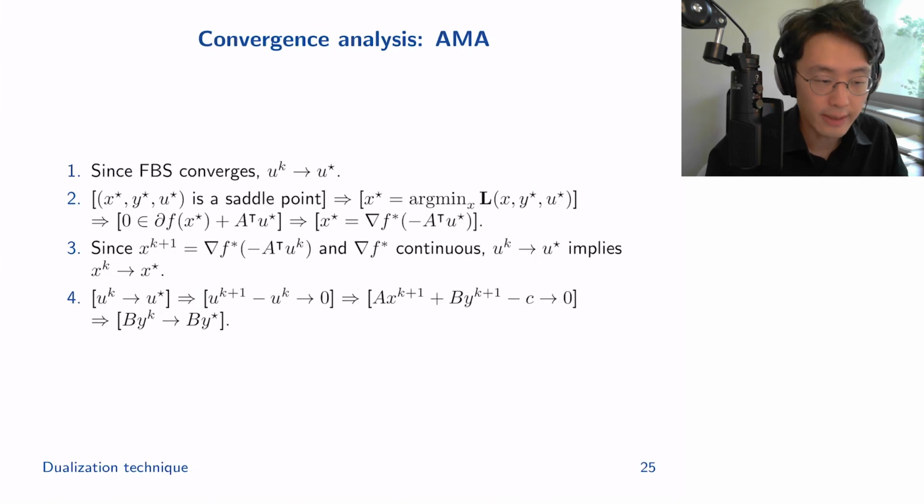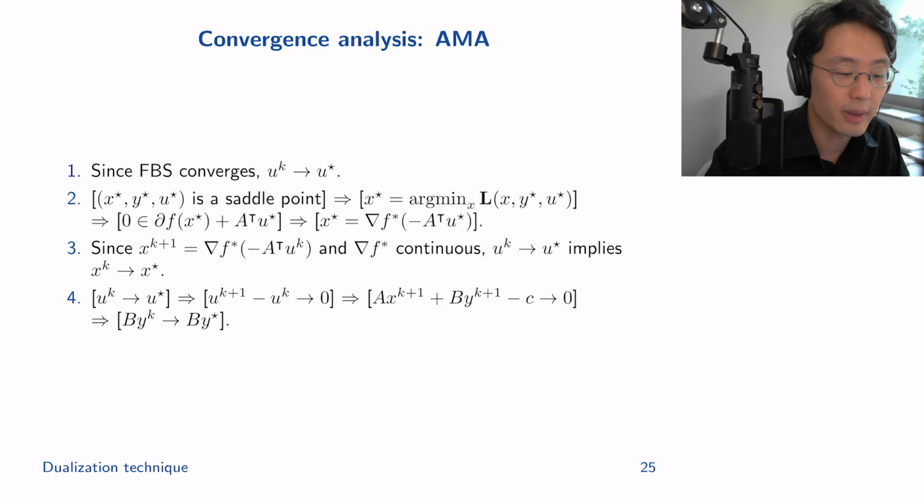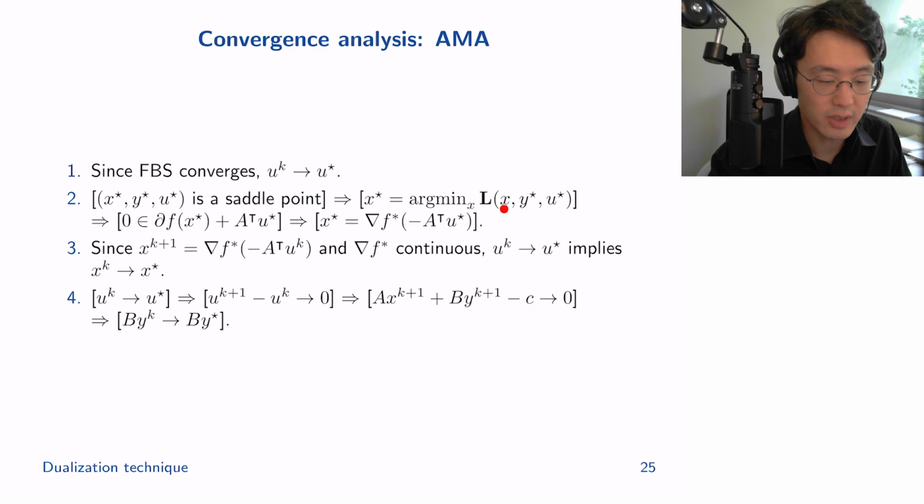So here's the bookkeeping that leads to the convergence results for the AMA algorithm. Under the stated assumptions, the underlying forward-backward splitting fixed-point iteration converges, and specifically that implies that the dual iterates uk converge to a dual solution u star. Then after that, since we had assumed strong duality, there exists a saddle point for the Lagrangian L, which we write as x star, y star, u star. Since x star, y star, u star is a saddle point of L, in particular, x star is an argmin of the Lagrangian with respect to the minimization of x, where y star and u star have been plugged in.